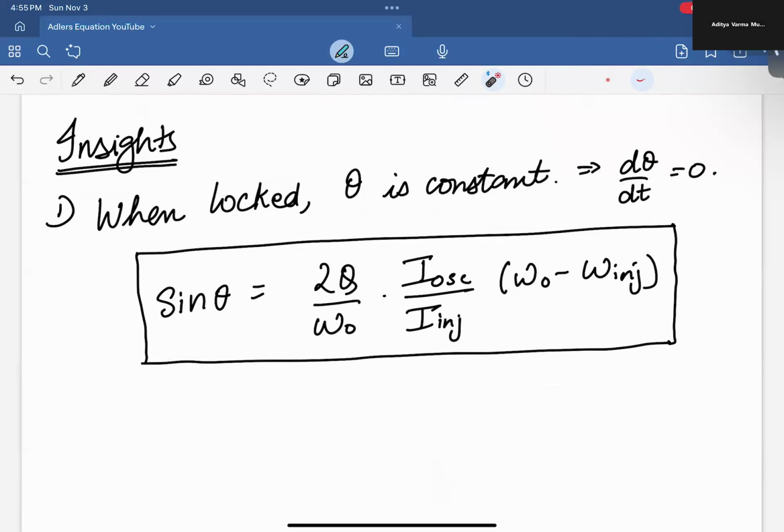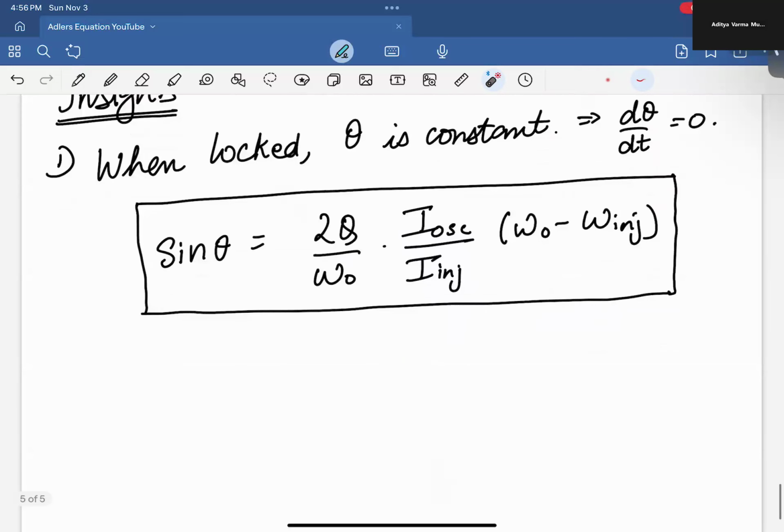Sine theta, or theta, the phase shift between your locked oscillator and the injected oscillator, is given by this expression. So it's a function of the quality factor. It's a function of the ratio of the injected amplitudes, or the ratio of the injected signal and oscillation amplitude. So it makes sense, right? I mean, for example, if your injected signal is very strong, then the phase shift that you see is smaller. It's closer to the injected signal then.